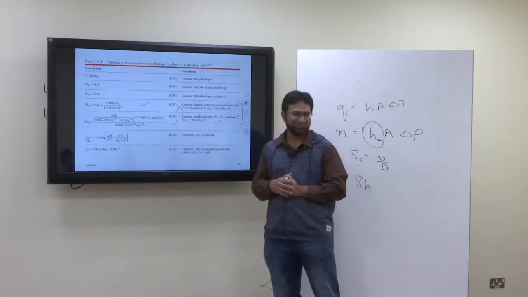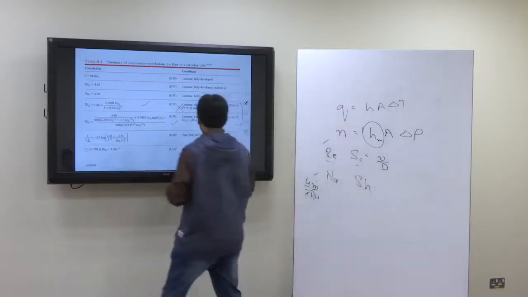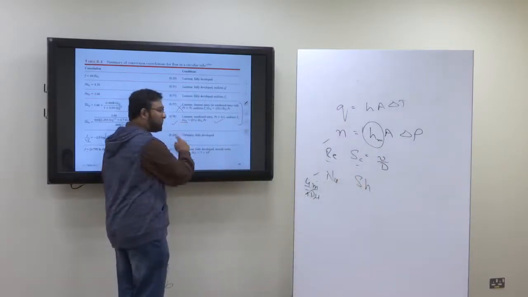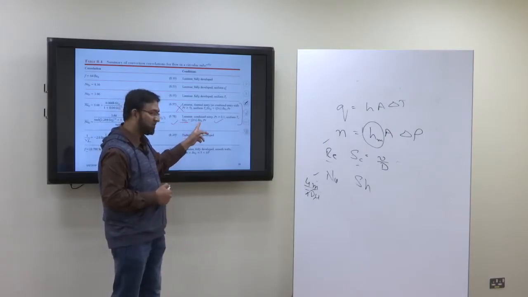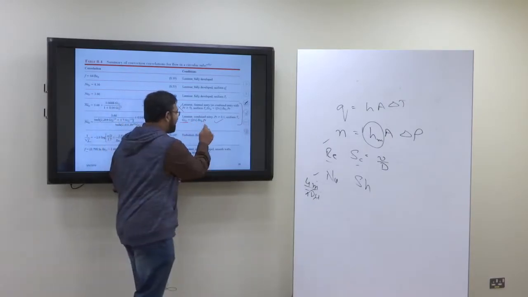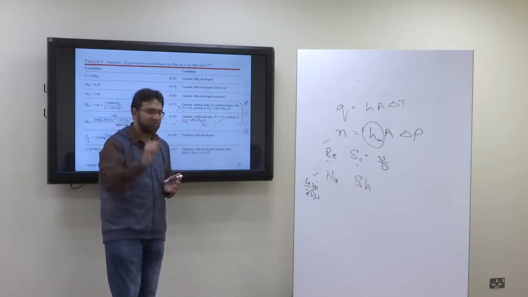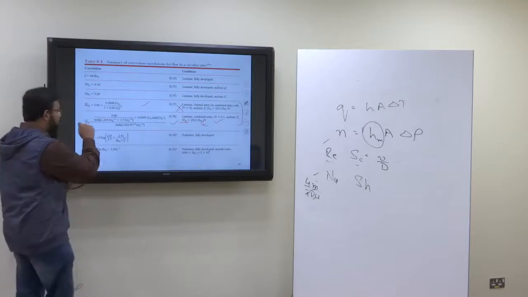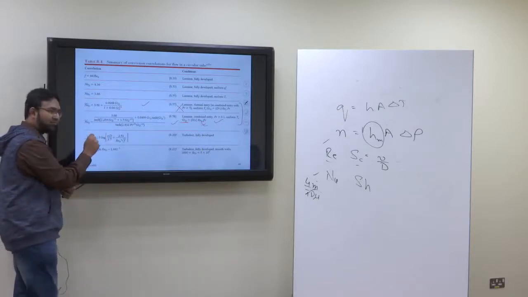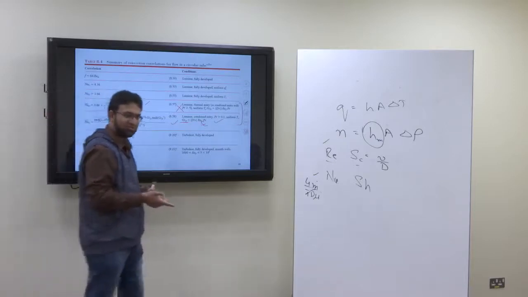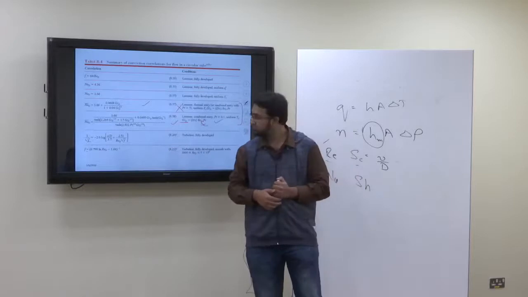See? Simple formula. The only difference is the Graetz number. How would you find the Graetz number? D is the same, X is the same, Reynolds number is the same. Instead of the Prandtl number, you will write the Schmidt number. That's it. Use the value of the Schmidt number. Once you use this equation, instead of the Nusselt number, what will you get? The Sherwood number.